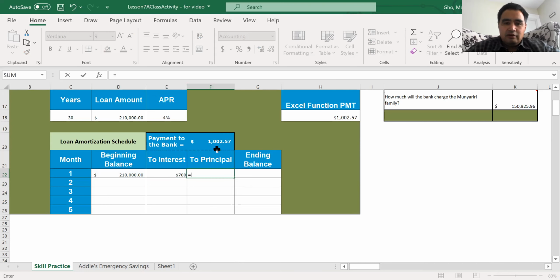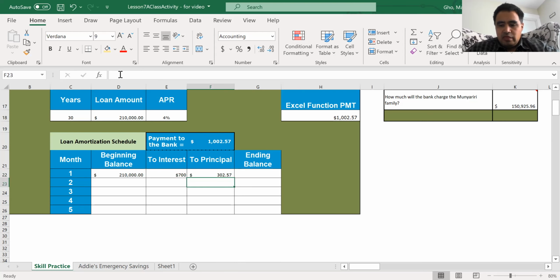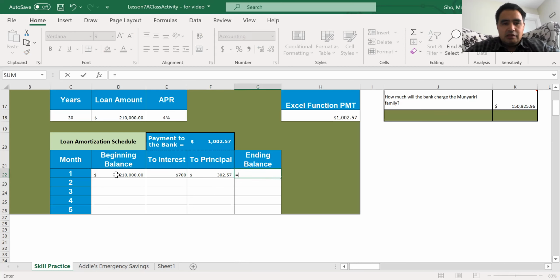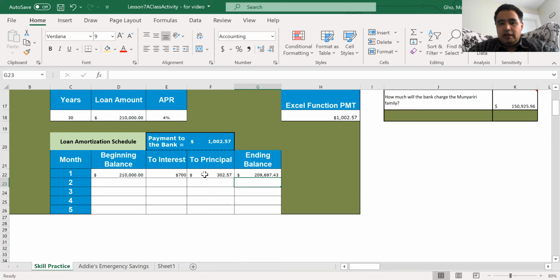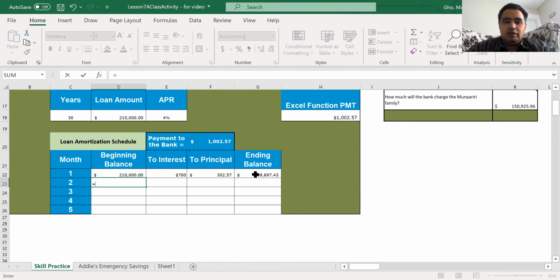And the balance of their payment is going towards the principal to pay down the loan. So let's put a dollar sign in front of the 20. That's the row, because we're copying this straight down. And the ending balance is the beginning balance minus the amount that they paid towards the principal. So that's $209,697.43, which is the beginning balance of month 2.